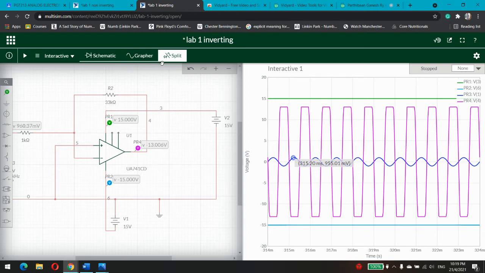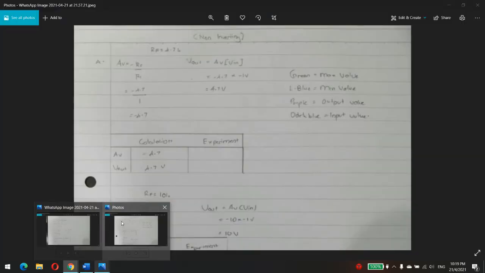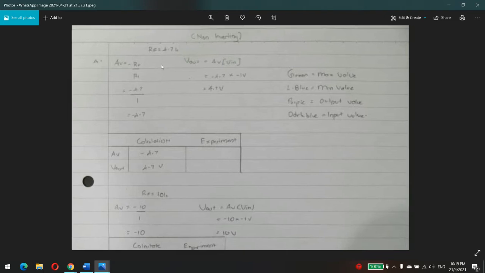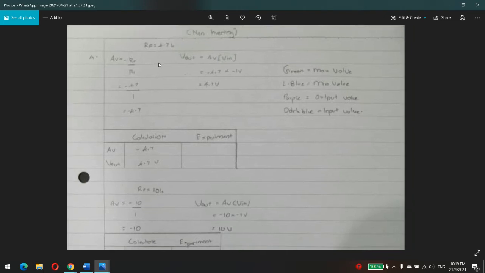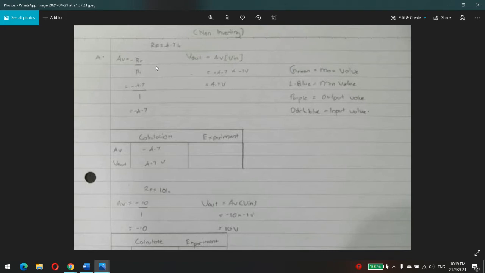Now we go for the calculation for non-inverting. Before the experiment we must do the calculation. AV equals negative RF divided by R1. We start with resistor 4.7: negative 4.7 divided by 1, so it's negative 4.7. Then V out equals AV times V in.